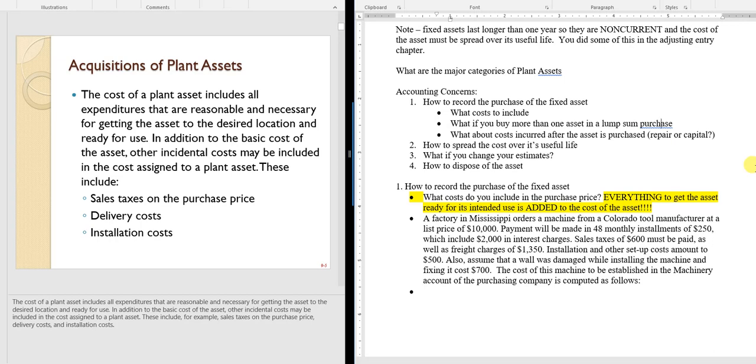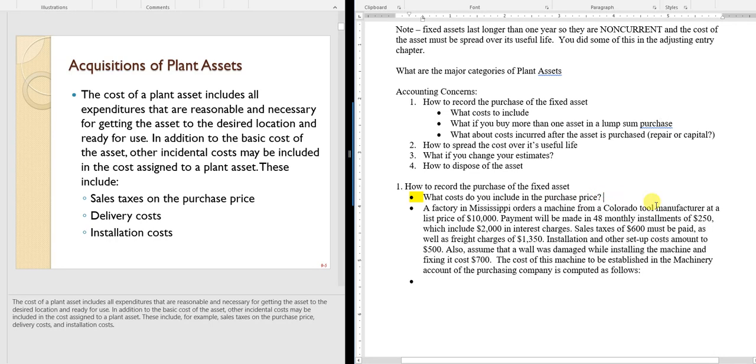So for instance, we did it on inventory. Freight in was spent to get the asset ready for its intended use to sell, so I added it to the cost of the asset. When you did marketable securities and you paid a broker's commission, you added that to the cost of the security that you bought. So we're going to do the same thing with fixed assets. Everything to get the asset ready for its intended use is added to the cost of the asset.